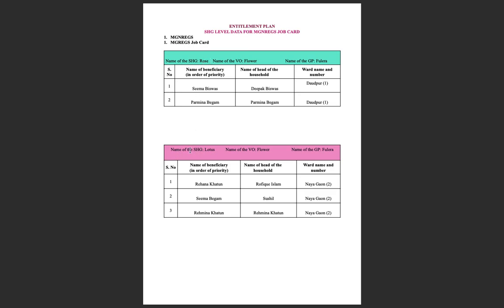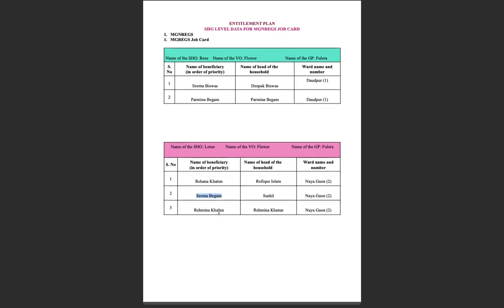Now we'll go on and fill the same for Lotus SHG. Lotus SHG also belongs to Flower VO and the name of the GP is Fullera. Here again, name of the beneficiary, name of the head of the household, ward name and number. Here there are three beneficiaries. First one being Rehana Khatun, head of the household being Rafiq Islam, who lives in Naya Gaon and the ward number is 2. Seema Begum, head of the household being Sushil, ward name being Naya Gaon and the ward number being 2. So similarly, we will fill in for all the columns.